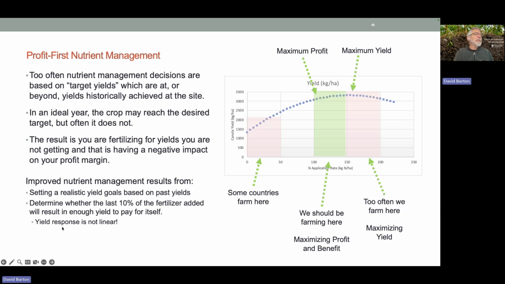And it's important to remember yield response is not linear. The first additions are going to result in much more increase in yield than the final additions. And at some point, there's no increase from additional nitrogen fertilizer. And too often, this is actually where we are in our region. We're farming up here, we're striving for maximum yield, and we're putting on more nitrogen than we're using, and that's costing us money.